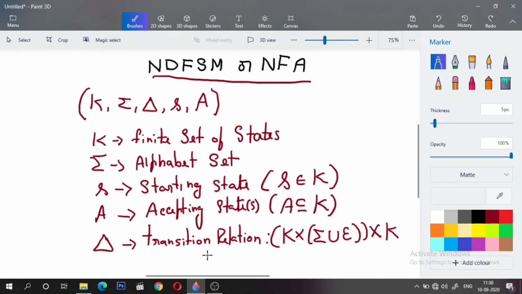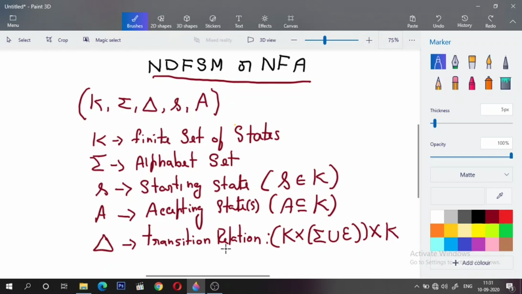Now there are two questions we need to answer. The first question is why we need to learn NFA, because we already have something called DFSM, which works pretty fine for regular languages. The answer for this question is that NDFSM makes the life of a designer very easy. So it is very easy to design an NFA over a DFA.